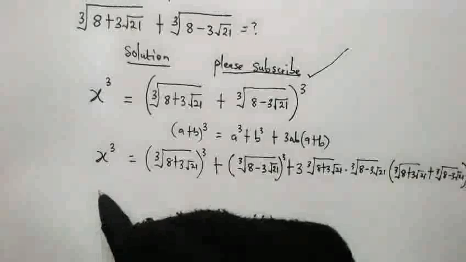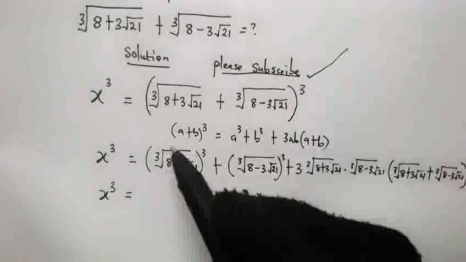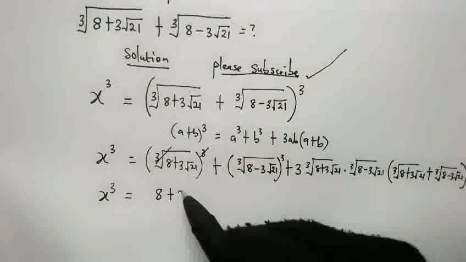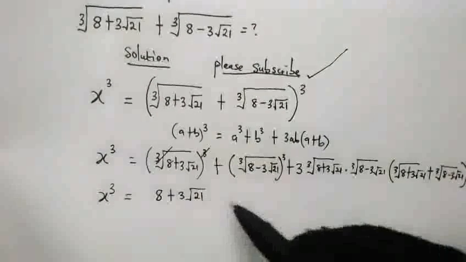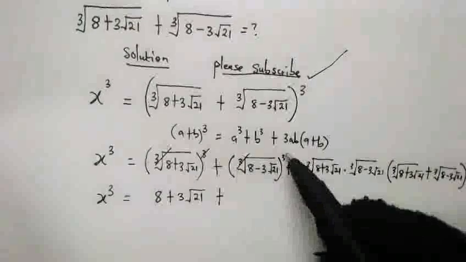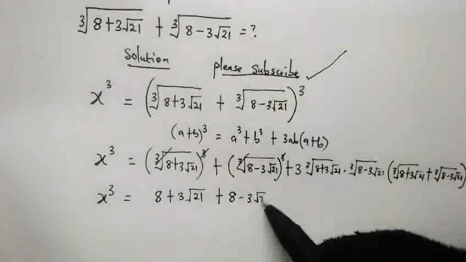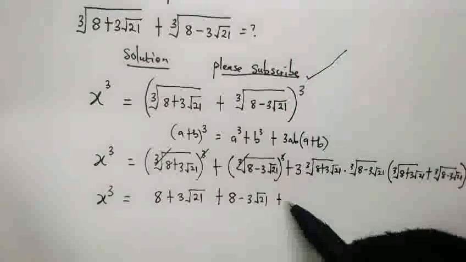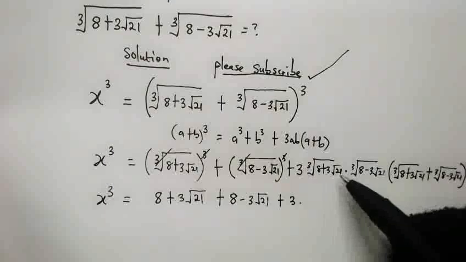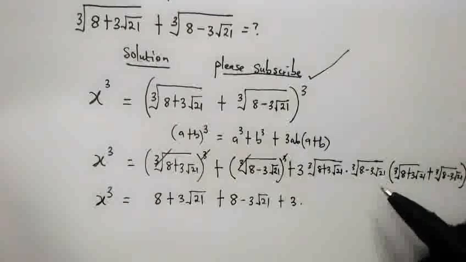So here we have x cubed is going to be equal to, cube root and cube cancel out. So here we're left with 8 plus 3 root 21. Then here we have plus, cube root and cube cancel out. Then we have here 8 minus 3 root 21. Then plus 3 times the cube root of 8 plus 3 root 21 times the cube root of 8 minus 3 root 21.